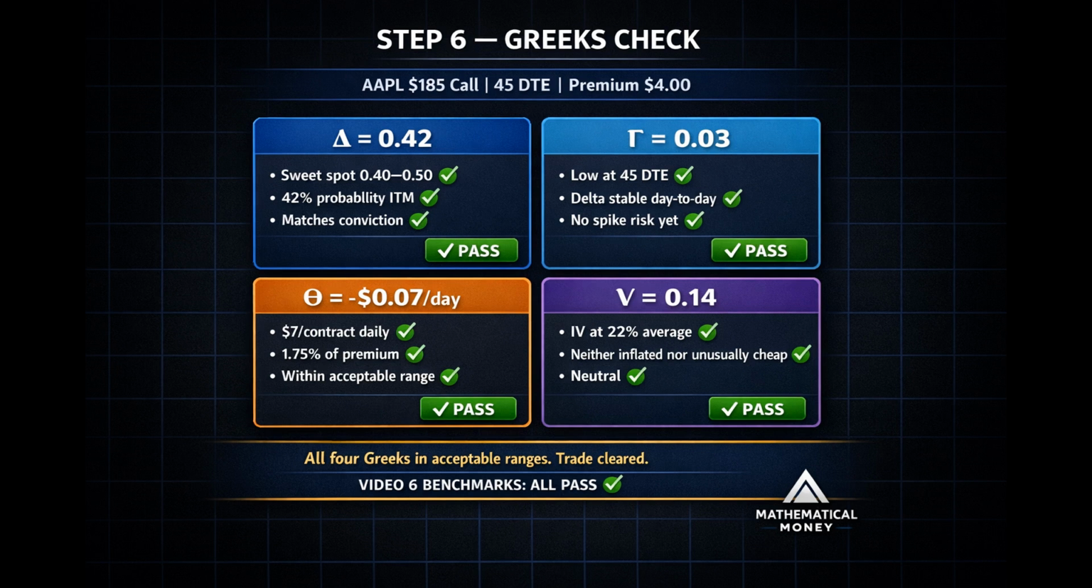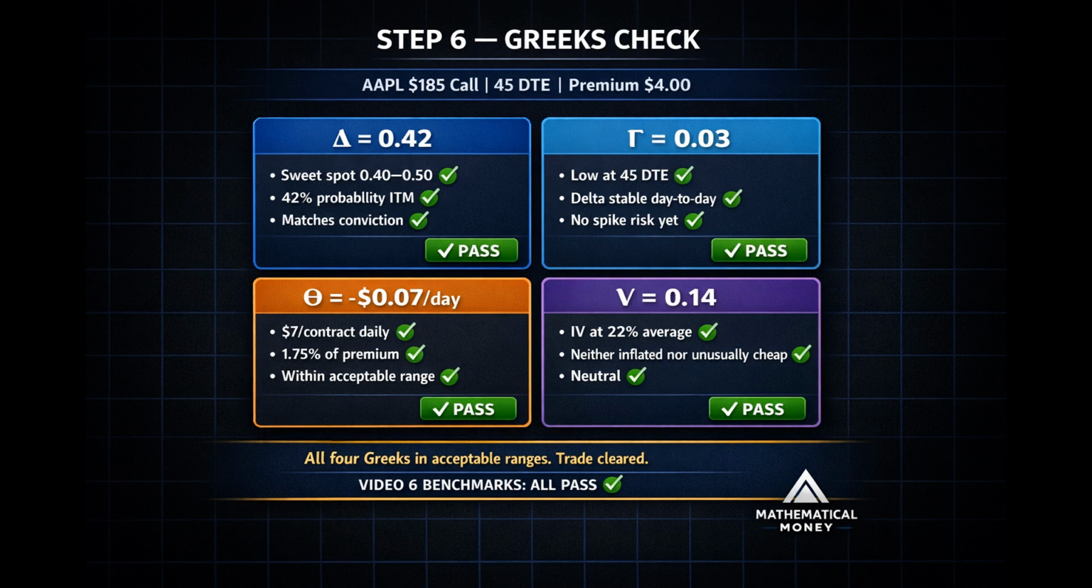Gamma, 0.03. At 45 days, gamma is modest. Your delta will not shift dramatically day to day unless Apple makes a large move. Theta, negative 7 cents per day. On a $4 option, that is 1.75% daily decay, well within the acceptable range.